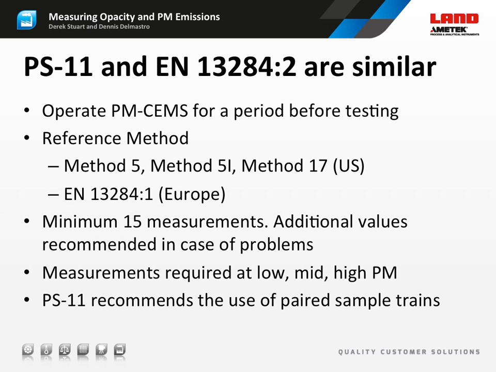In most cases, at least 18 measurements will be made across a range of dust concentrations and operating conditions. Recording additional data allows us to reject a few bad sample points if necessary. One difference between PS11 and EN 13284 is that the US standard recommends the use of paired sample trains, which makes it easier to detect poor precision and bias in the measurements.